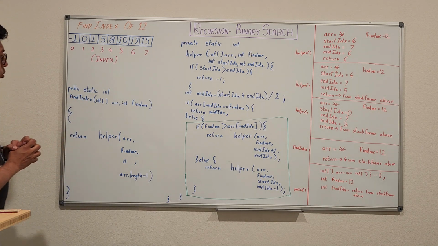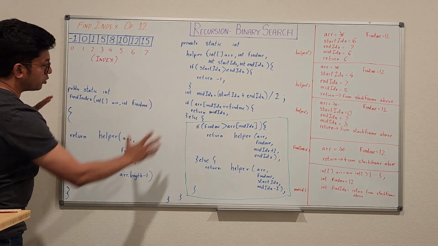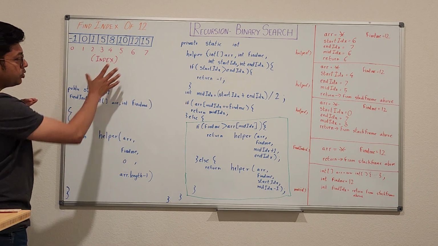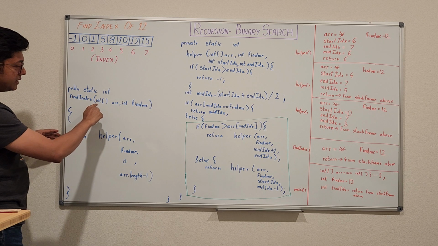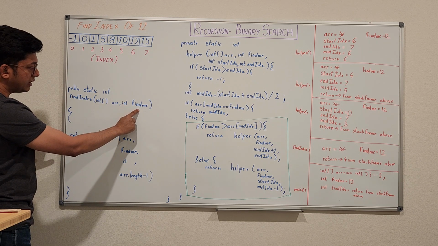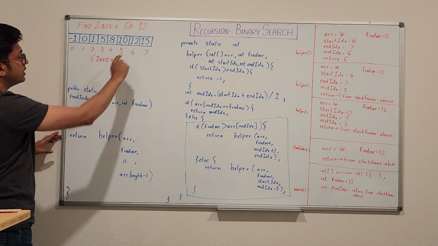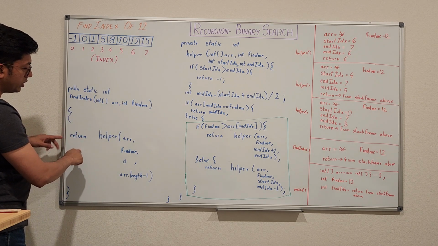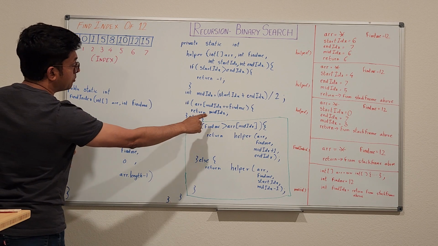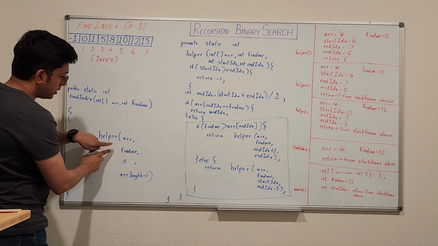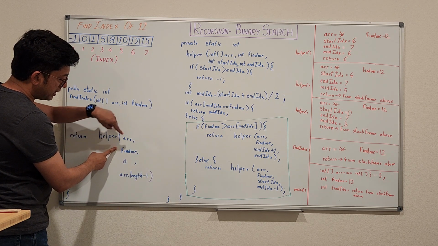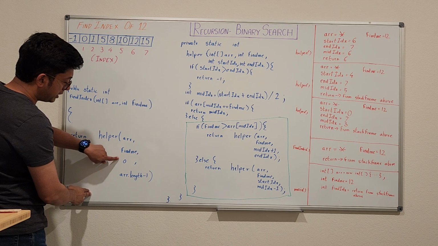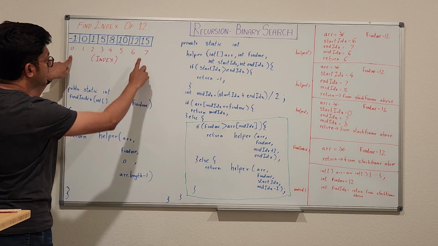This is the Java code for it. I haven't put in the main method. The main method will pass in an int array and the find me value. So the int array will be this, and find me is 12. From here, I'll call a helper method. The helper method has 2 additional parameters: I pass the array, find me, and also the beginning index and the ending index, which are this and this.